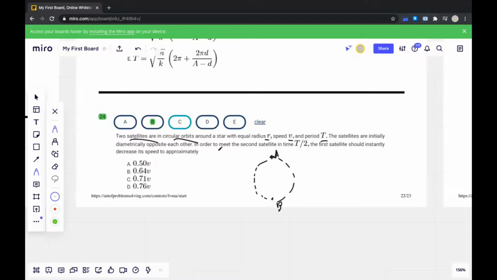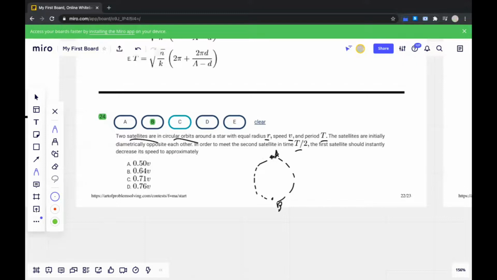And then we want satellite A to meet satellite B in time t over 2, and we want to find for what speed this satellite will reach the other satellite. So in time t over 2, satellite B will reach where satellite A is currently located, because the whole period is t, so t over 2 means that you travel half of the path.